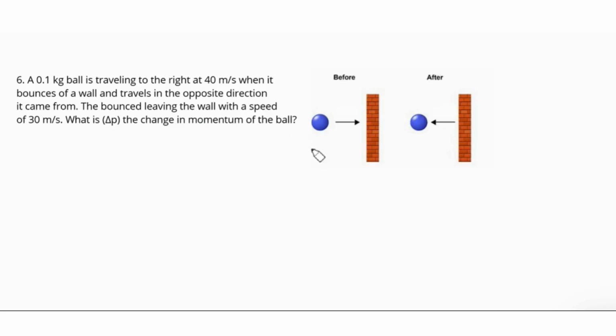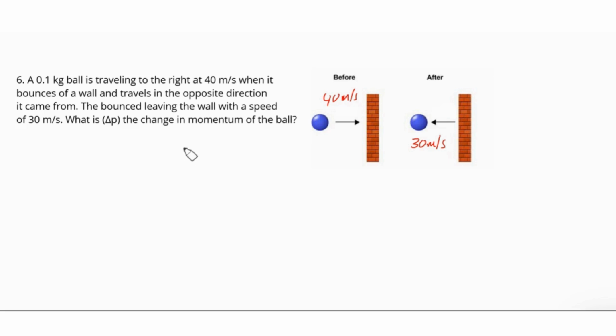Next we have this 0.1 kg ball. This is where we want to be a little careful when we work through questions like this, where the direction of the object changes. In our previous cases, the object was moving in the same direction. So this ball hits the wall, it's moving at 40 meters per second, it bounces back at 30 meters per second. And we want to know what is the change in momentum of the ball.